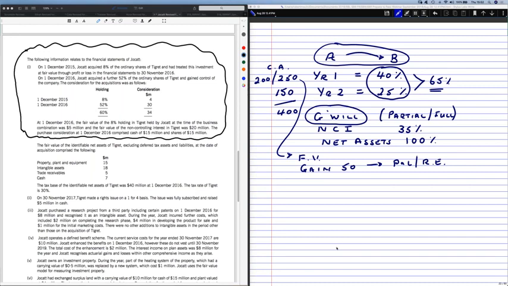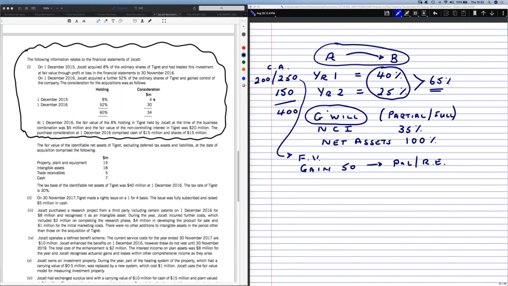Right. Now, what about the goodwill calculation? Is the goodwill calculation, for the consideration, based on old carrying amounts, or is it based on fair values? What is it going to be? It's fair value. Right. Okay.